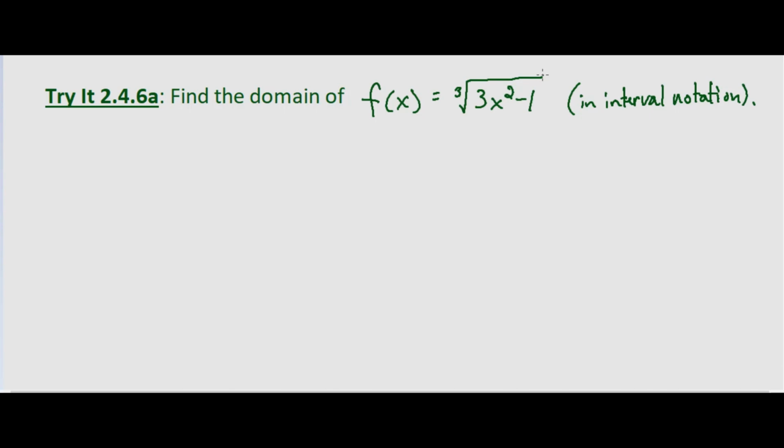So the domain in this instance, because there are no restrictions for a cube root as far as what can be under the radical, and there are no restrictions as far as the polynomial that's under the radical, the domain is just going to be all real numbers.